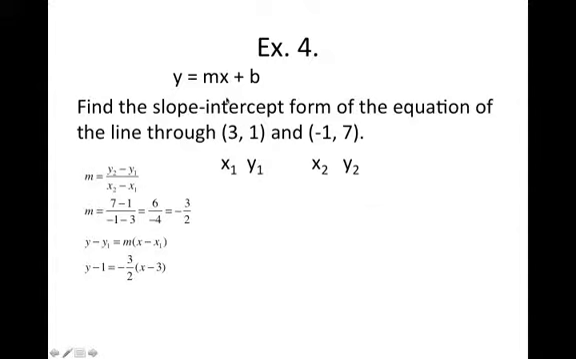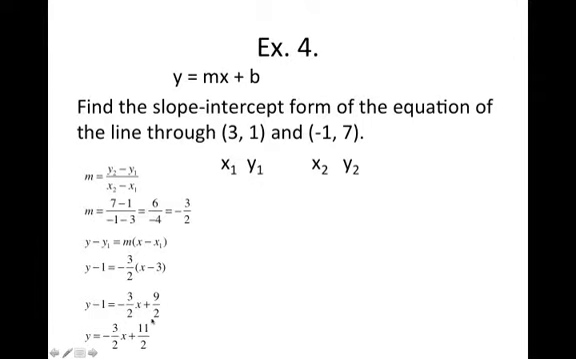So what we do now is we work with this form of the equation of the line until we get it in slope-intercept form. So that means we need to distribute our negative 3/2. So negative 3/2 times x is negative 3/2 x. And negative 3/2 times negative 3 is going to be plus 3 times 3 is 9 over 2. So we get y minus 1 equals negative 3/2 x plus 9/2. All right, we're almost there.